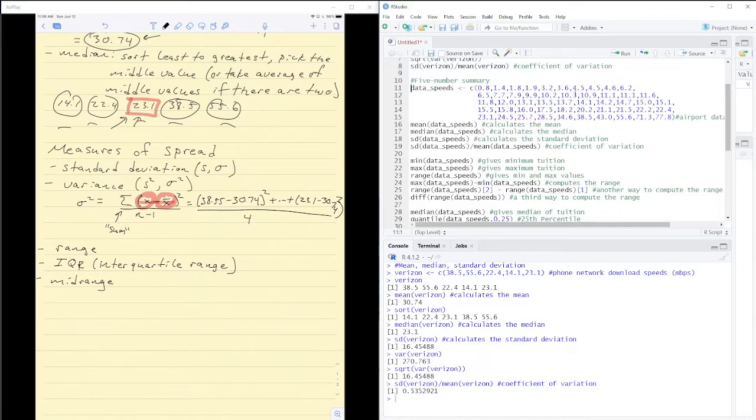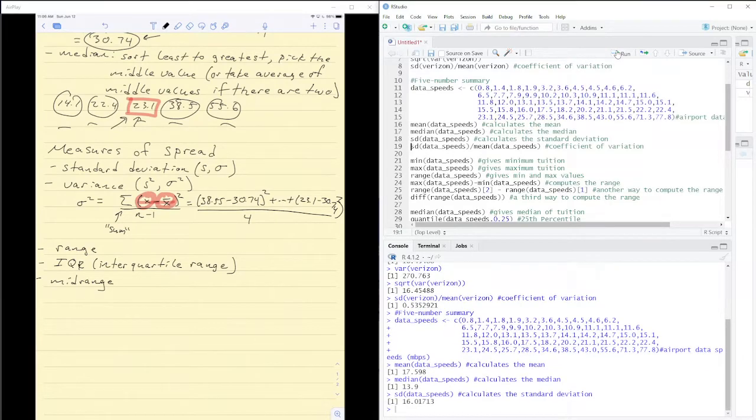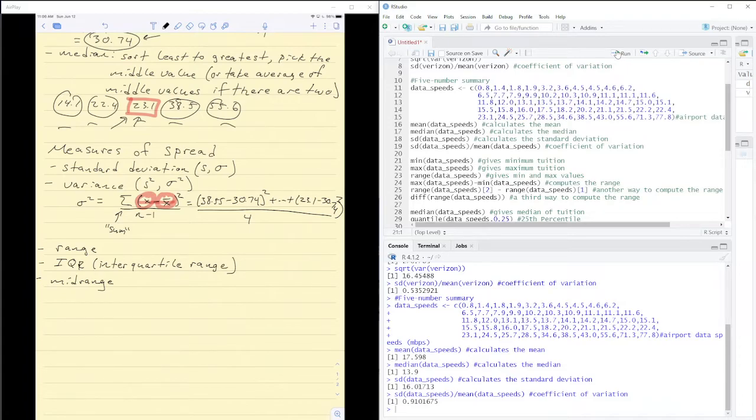Again, data speeds. This is just a larger data set. Again, we've seen how we can calculate the mean, the median, the standard deviation, coefficient of variation. That's all the same, right? And we can do that very quickly. The next one we're looking at is the range here. So range is pretty straightforward. This is the biggest minus the smallest, your max minus the min.